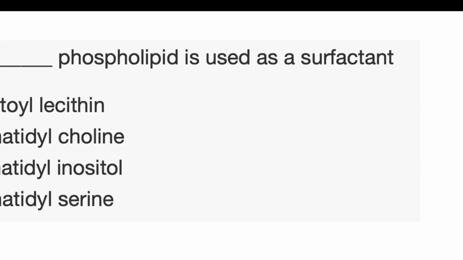Dash phospholipid is used as a surfactant. Now, application based questions. Which is the phospholipid that is used as a surfactant? Option A, dipalmitoyl lecithin. Option B, phosphatidylcholine. Option C, phosphatidylinositol. Option D, phosphatidylserine. Which of these phospholipids can be used as a surfactant? In order to answer this, you have to know what a surfactant is.